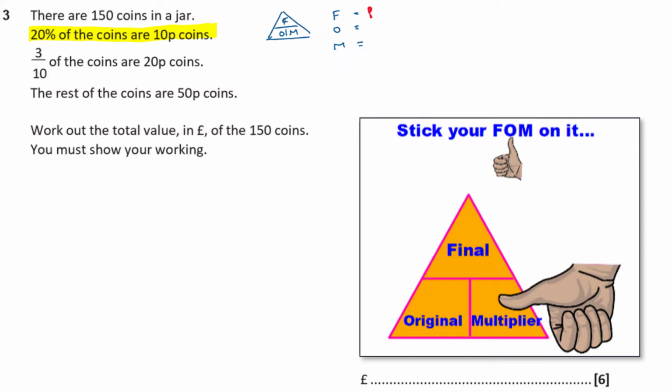Then original is the number of coins I'm starting with, that's 150. Now the multiplier is going to be 20% written as a decimal. So what's 20% as a decimal? That's 0.2, isn't it? So covering up the thing I want to find, the final, that tells me that the final is equal to the original times the multiplier.